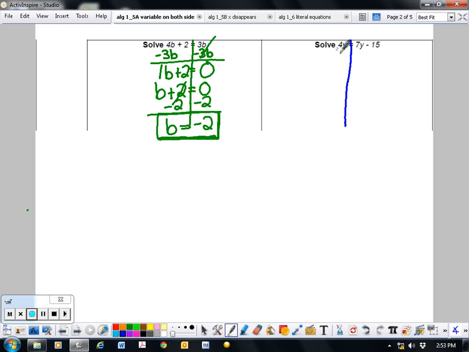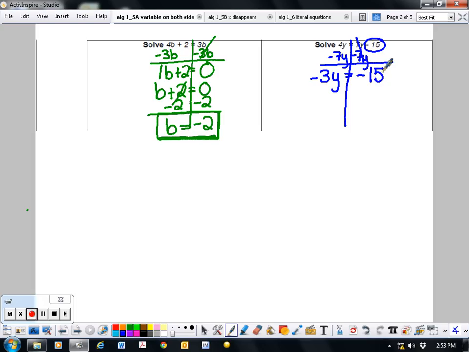So because this 4y is by itself, I'm going to move this 7y over. So I'm going to minus 7y on both sides. Now when I'm minusing 7y, I'm going to end up with a negative 3y, because again, I'm just adding and subtracting those front numbers, those coefficients. So I end up with this negative 3y. Now over here, I have left a minus 15. So when I come down here, I don't want to forget that negative.